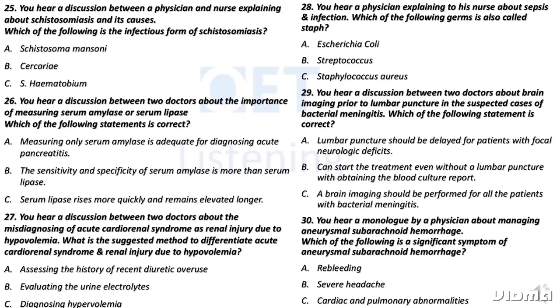Brain imaging should precede lumbar puncture in patients with focal neurologic deficits or immunodeficiency, or with altered mental status or seizures during the previous week. However, lumbar puncture can be safely done in most patients without first obtaining brain imaging. In case the lumbar puncture is to be delayed, then these treatments should be started immediately after obtaining the blood culture report.